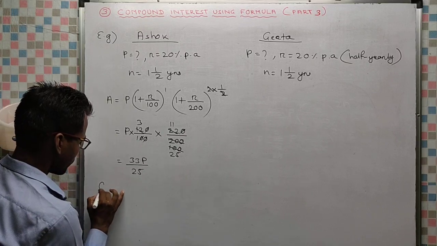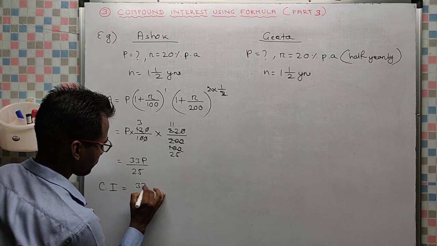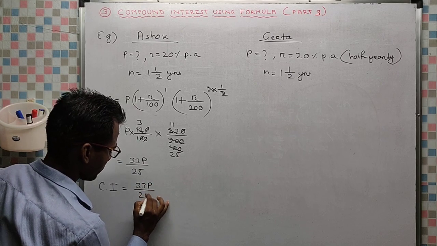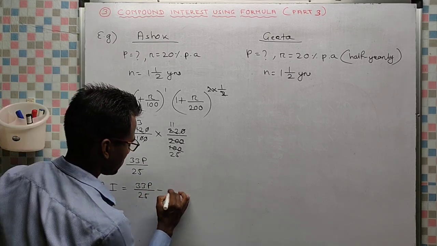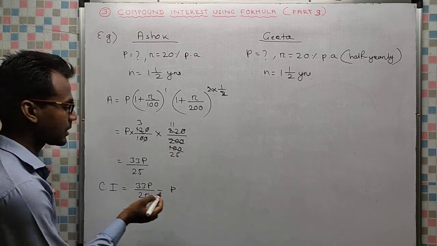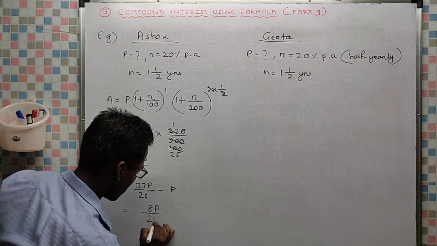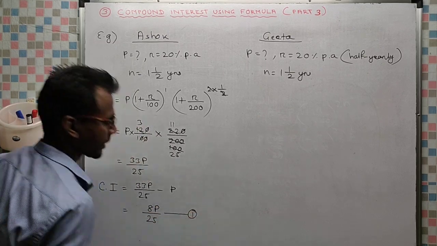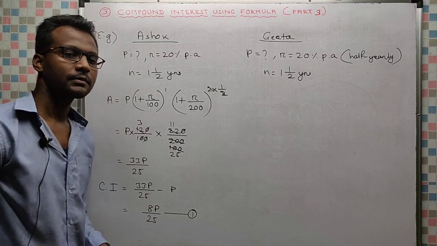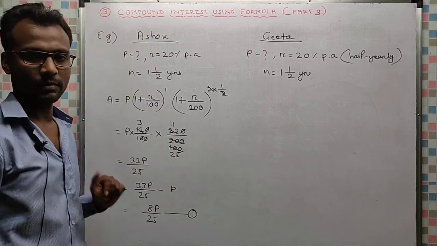Let us calculate the compound interest. Amount minus principal, so 33P by 25 minus P. On taking LCM and simplifying this, you will get 8P by 25. So the compound interest that Ashok will receive is rupees 8P by 25.